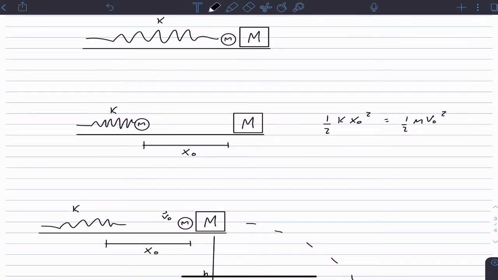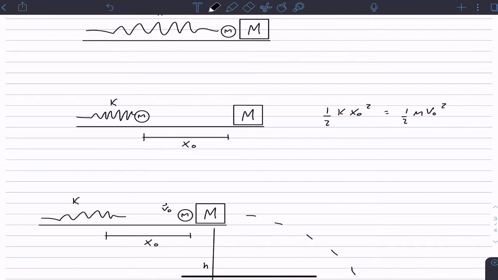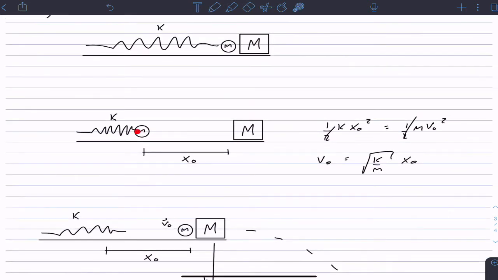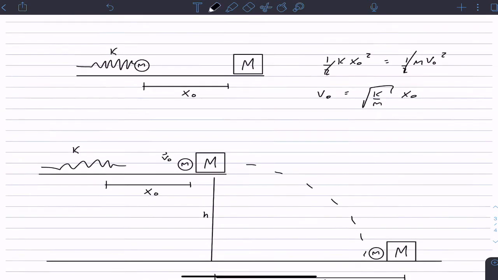Which means, since we're going to need a velocity for the inelastic collision, we're going to solve for that. So the 2s go away, and then you get the square root of k over m times x naught. So using conservation of energy for the ball before it strikes the block, because we're going to use the ball striking the block in the next part. We have spring potential energy, and then kinetic energy of the ball. So plugging those in, we solve for v, no problem.